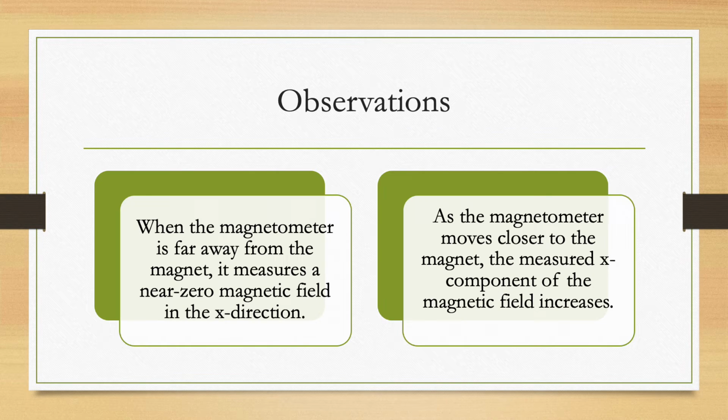The observations that I made are that when the magnetometer is far away from the magnet, it measures a near zero magnetic field in the x direction. Also, as the magnetometer moves closer to the magnet, the measured x component of the magnetic field increases.